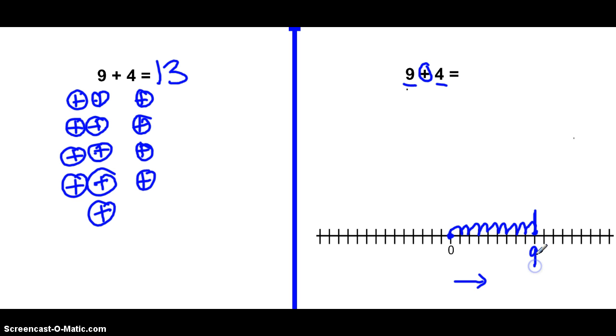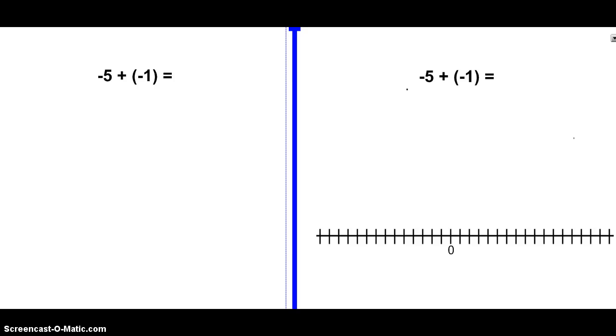That's our 9. Now the next number is a positive 4, so we're still going to look in the positive direction, but because we're adding, we're going to keep walking forward. We're going to walk forward 4 more: 1, 2, 3, 4, 10, 11, 12, 13, and we get the same answer. So we're modeling the same thing, just two different ways.